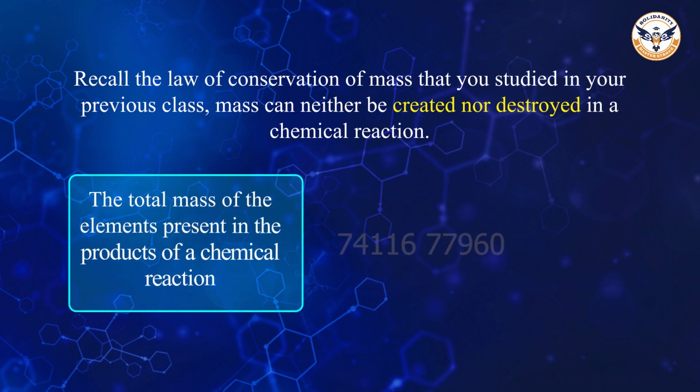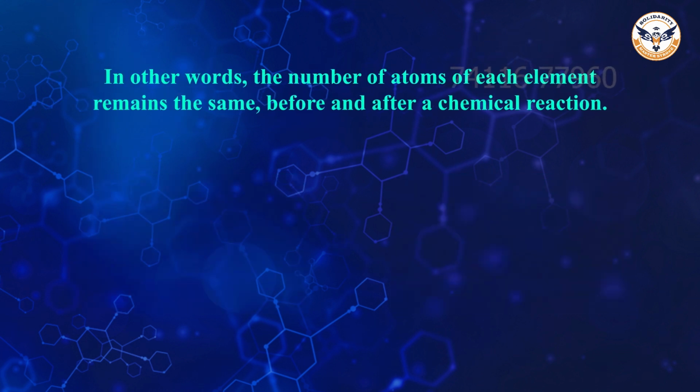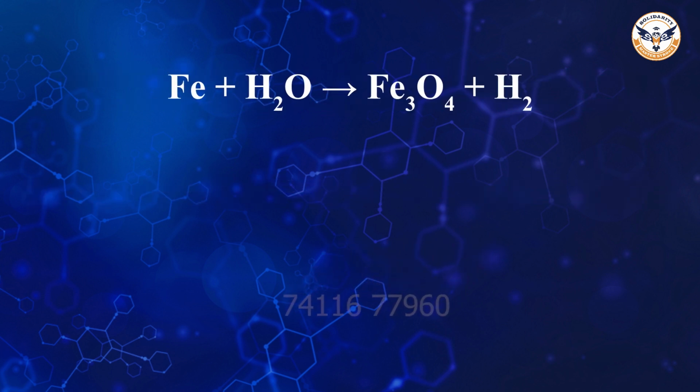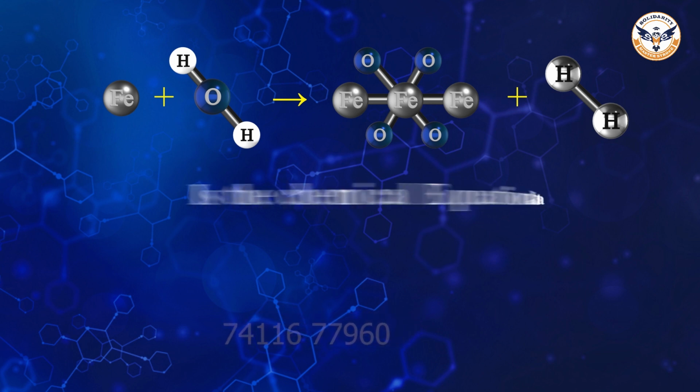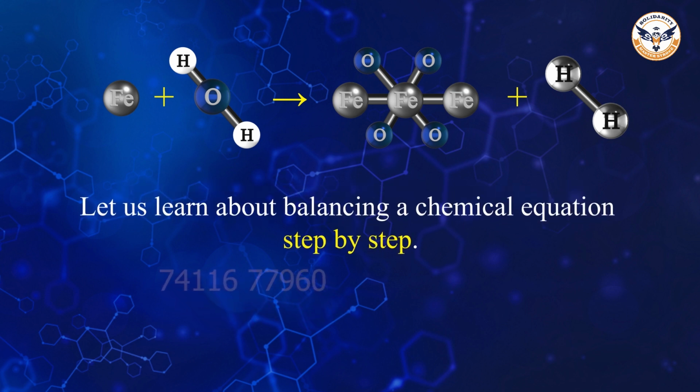That is, the total mass of the elements present in the products of a chemical reaction has to be equal to the total mass of the elements present in the reactants. In other words, the number of atoms of each element remains the same before and after a chemical reaction. Hence, we need to balance a skeletal chemical equation. Is the chemical equation balanced? Let us learn about balancing a chemical equation step by step.